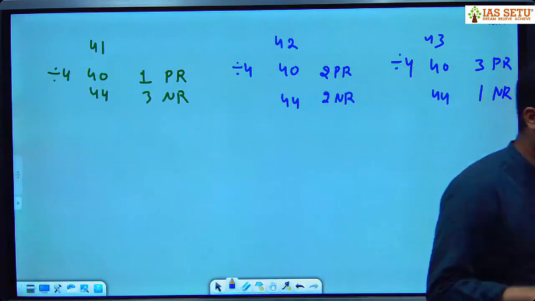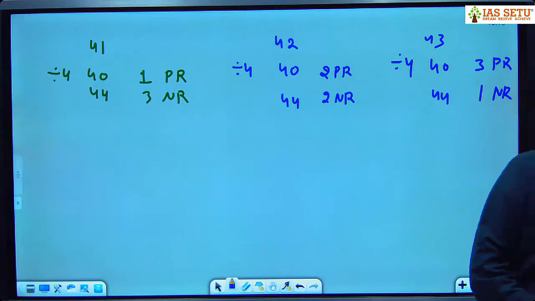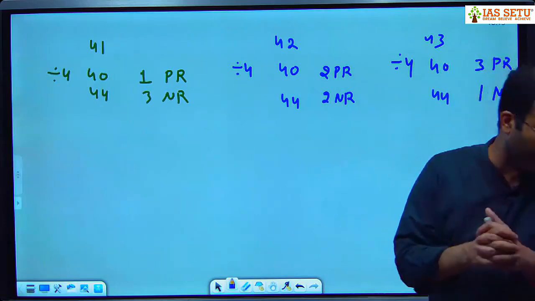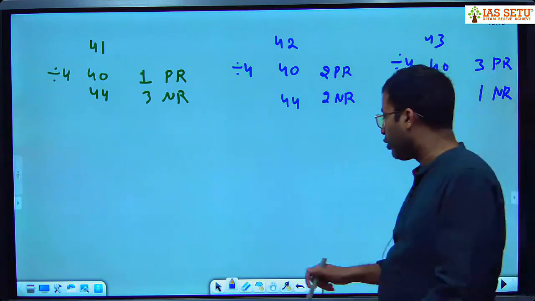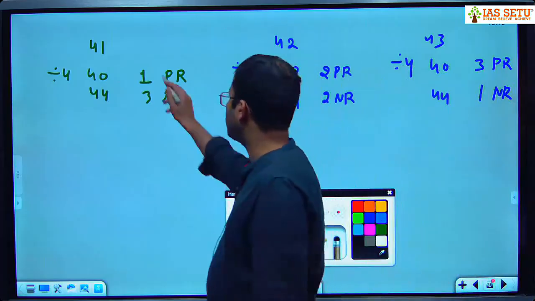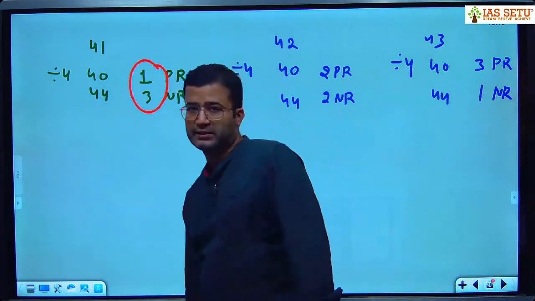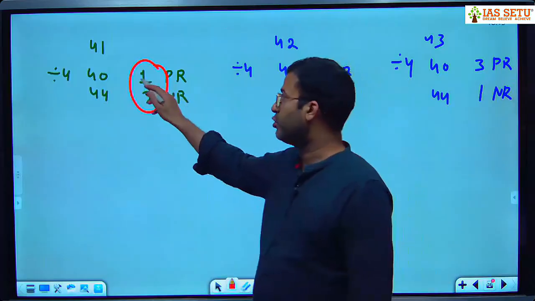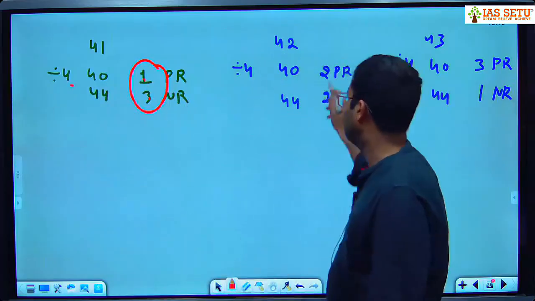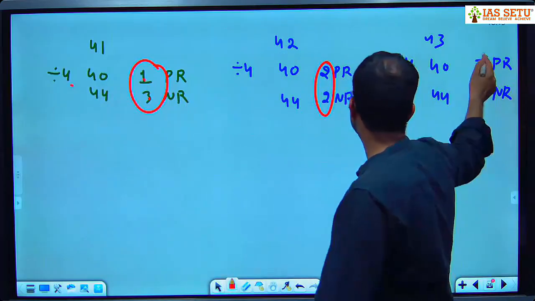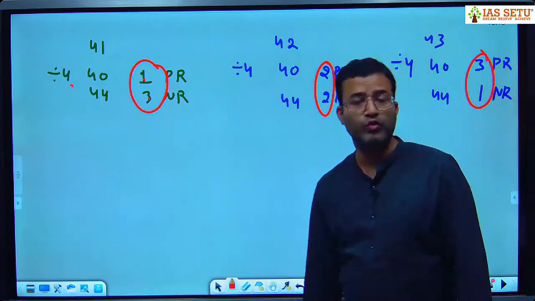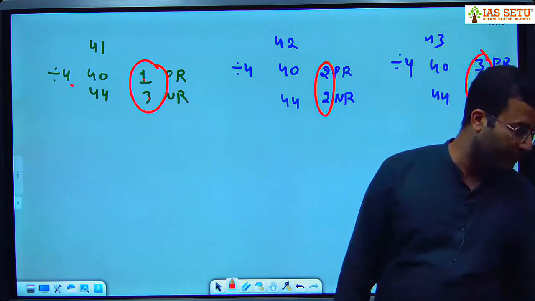I tell you one important observation, this positive and negative remainder are complementary to each other. By complementary, what I mean, their total is equal to divisor. Sign ignore कर दो. 1 plus 3 is 4, 2 plus 2 is 4, 3 plus 1 is 4. वो हमेशा डिवाइजर के इक्वल हो जाते हैं.